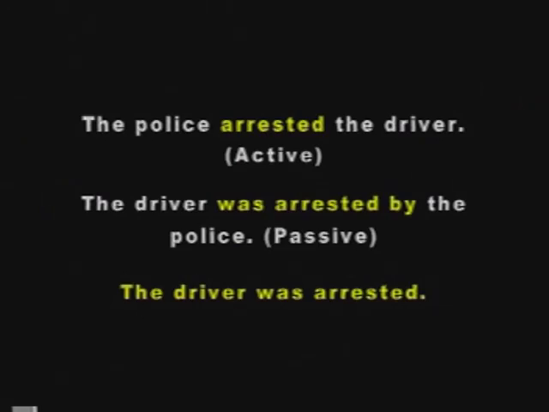The active voice is used when the doer of the action is important, as in, all of us agreed with his idea. In contrast, the passive voice has the receiver of the action as its focus. The police arrested the driver. Active. The driver was arrested by the police.